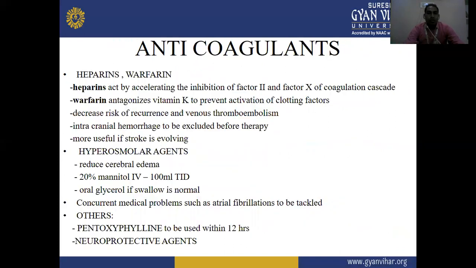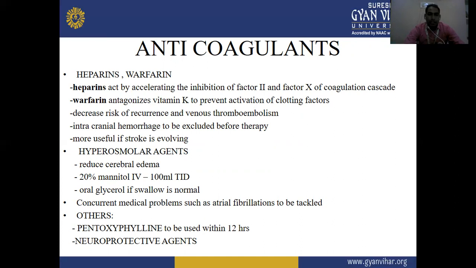Next one is anticoagulants. Heparin and warfarin have anticoagulant action. Heparin acts by accelerating the inhibition of factor II and factor X of the coagulation cascade, and warfarin antagonizes vitamin K to prevent activation of clotting factors and decrease the risk of recurrence and venous thromboembolism. Intracranial hemorrhage to be excluded before therapy, and more useful in stroke in evolution.